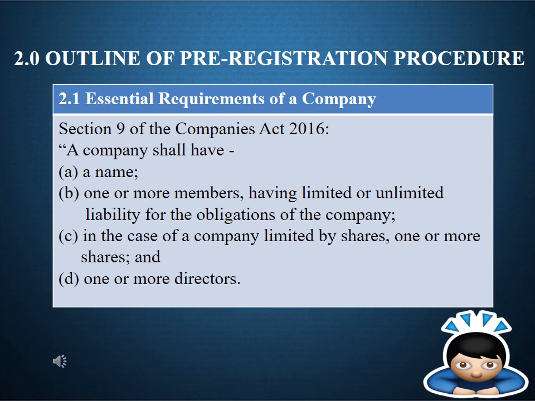There are a few essential requirements of a company before you can actually incorporate. This has been provided under Section 9 of the Companies Act 2016, whereby a company shall have a name, one or more members having limited or unlimited liability, and in the case of a company limited by shares, one or more shares, and one or more directors.